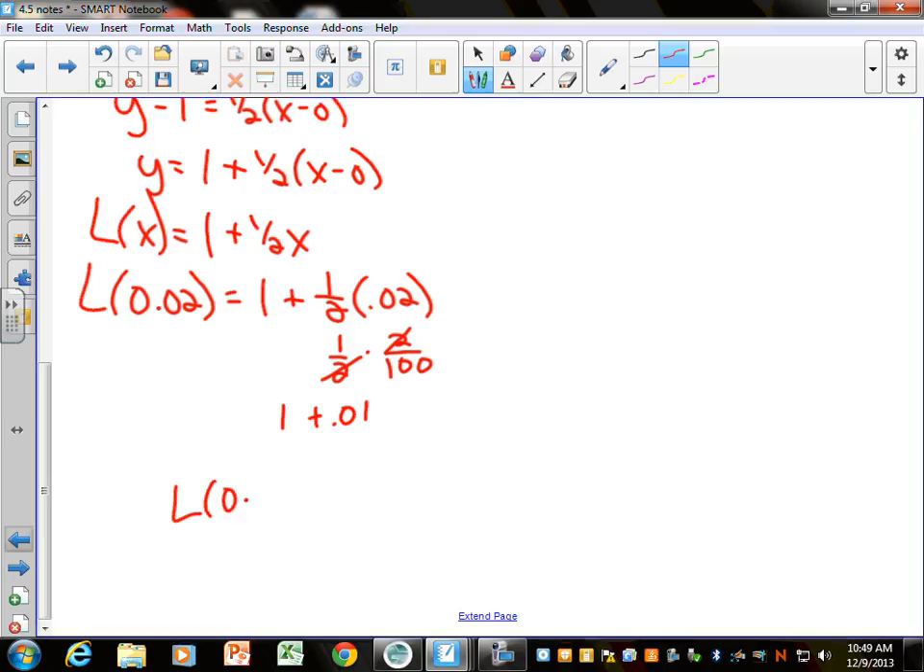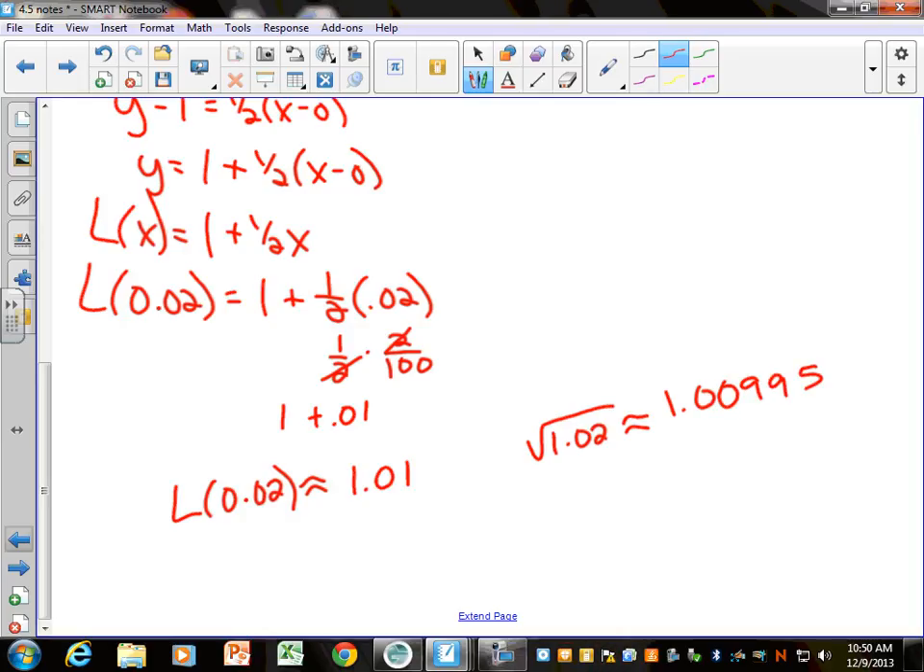Or we can say that the linearization, which is really just an approximation, gives us an answer that the square root of 1.02 is 1.01. And then you can check on your calculator. The square root of 1.02 on my calculator said 1.00995. Pretty close, right? Pretty good approximation for back in the day when they didn't have a handy-dandy calculator. You guys are always very unimpressed by this because you have calculators that will tell you, but don't leave.